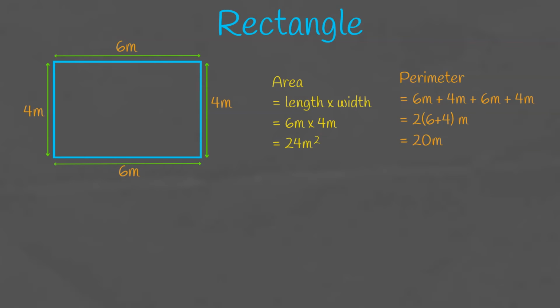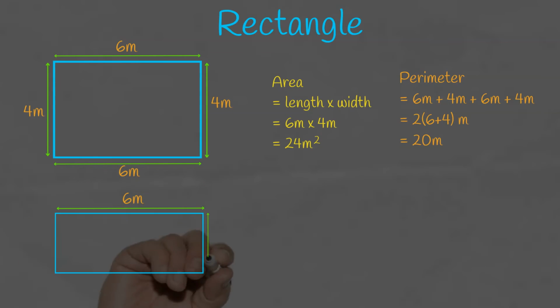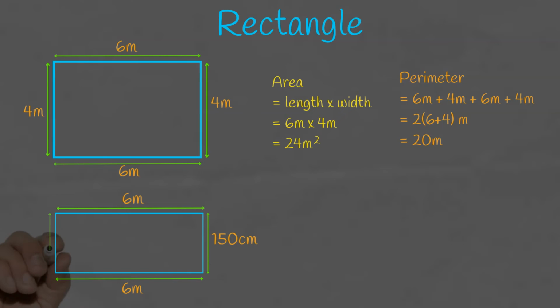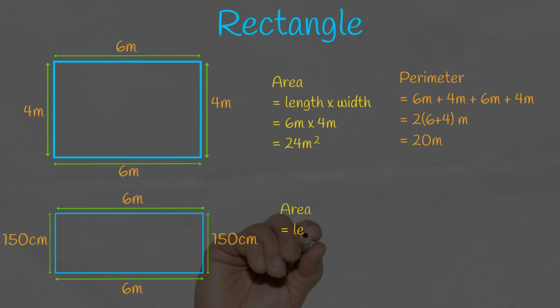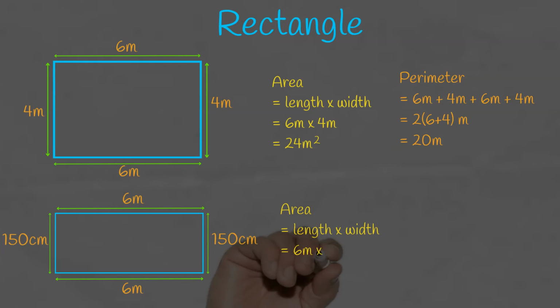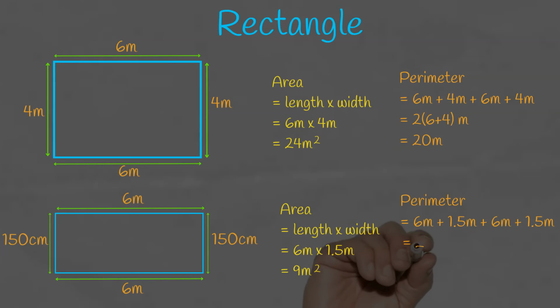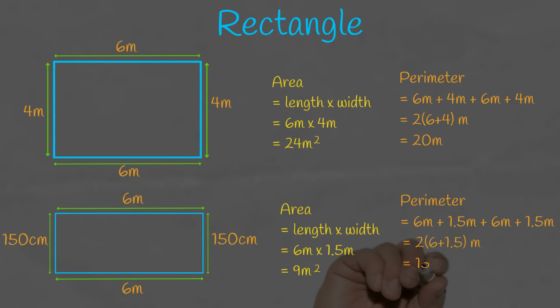But what happens if there are different units on different sides? For instance, this rectangle here, which has length of 6 metres but width of 150 centimetres. Pause the video here if you want to try and work this out. Well, you must always change the length and the width so they have the same unit before you calculate. In this example, I'm going to change 150 centimetres into metres, so that's 1.5 metres. So the area becomes 6 times 1.5, which is 9 metres squared. And the perimeter becomes 2 times 6 plus 1.5, so that is 15 metres.